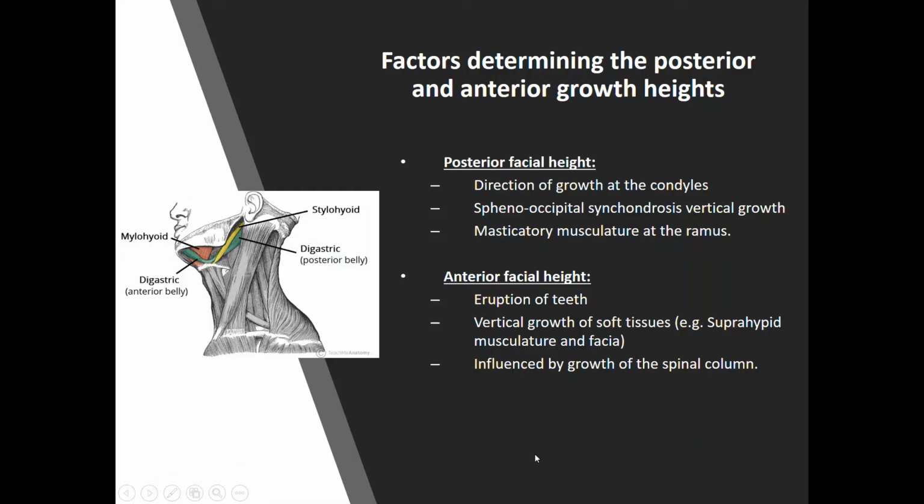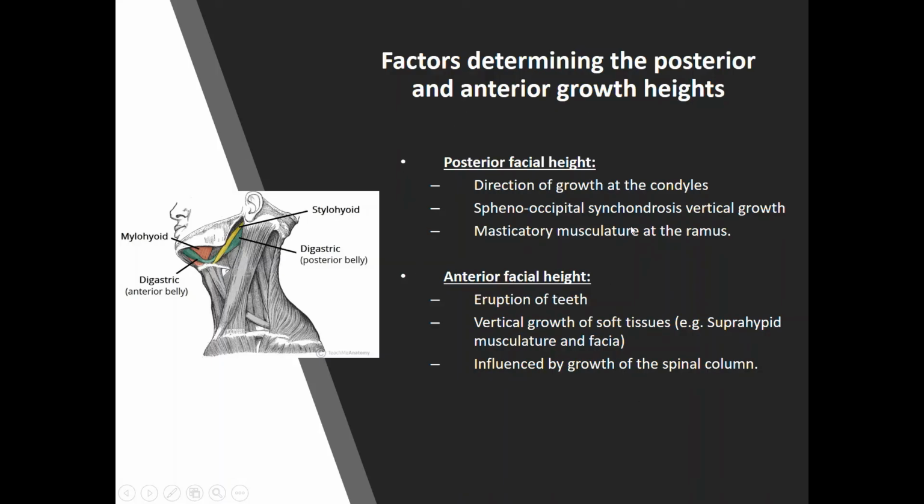Now, if we look at the factors that determine the posterior and the anterior growth heights and rotations, we will find that the posterior facial height is determined by the direction of growth of the condyles, the spheno-occipital synchondroses, and the masticatory musculature at the ramus. The anterior facial height, on the other hand, is affected by the eruption of teeth, vertical growth of soft tissues, and it is influenced by growth of the spinal column.